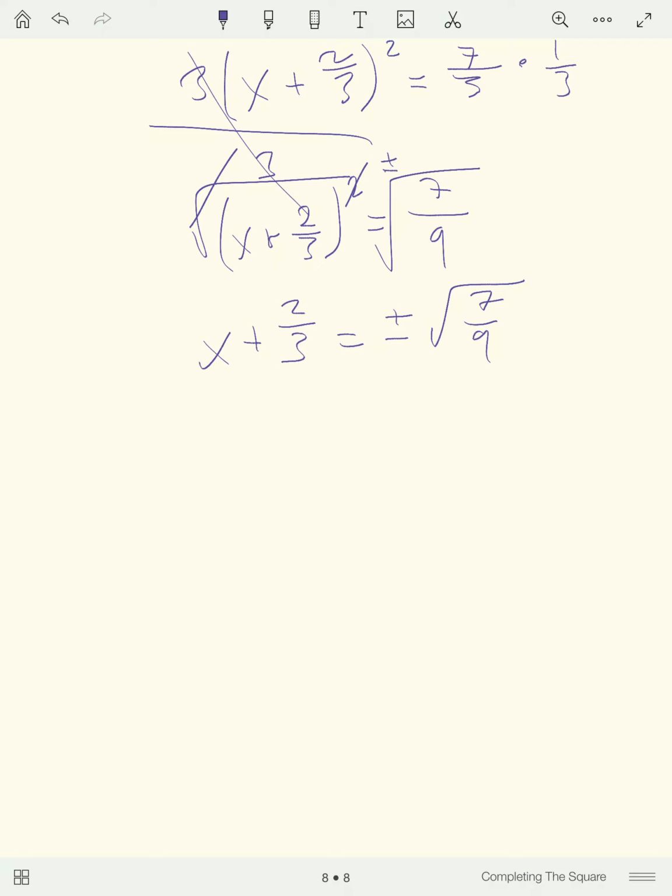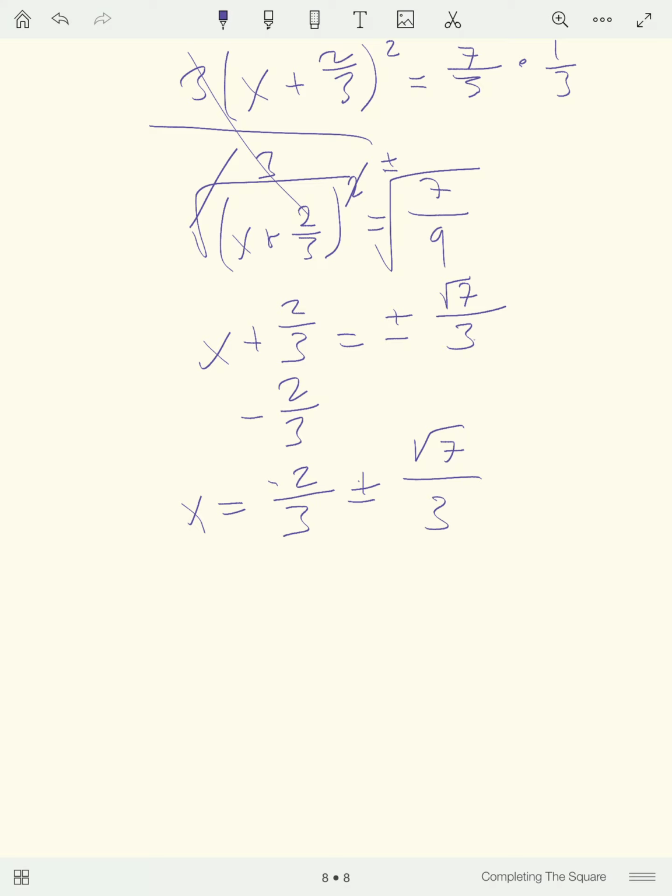Which, just in case you're not familiar, can also be written like this, square root of 7 over square root of 9, which, of course, on the bottom there, the square root of 9 is just 3. So let's simplify that. Okay, and of course the top square root of 7 there is not going to simplify, so we're going to leave that. Our last step to get x on its own is to subtract 2 over 3 from both sides, and we get x equals negative 2 over 3 plus or minus square root of 7 over 3.